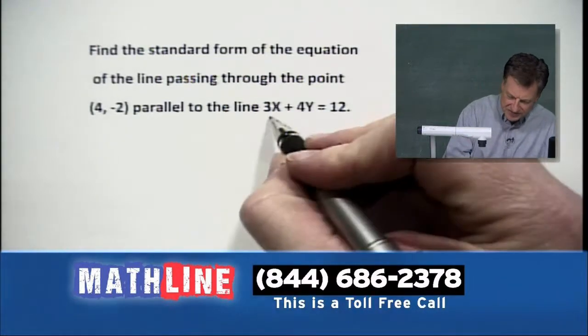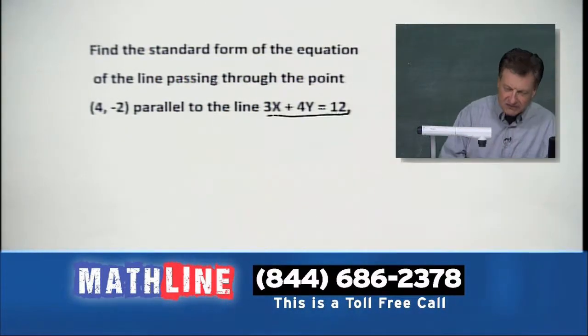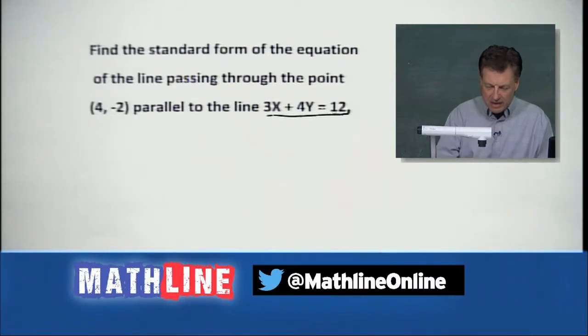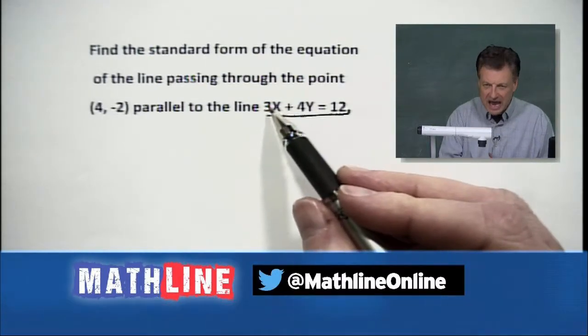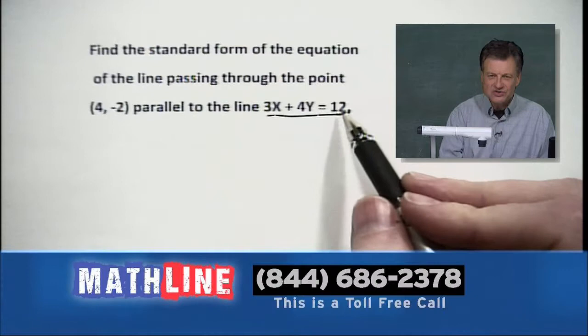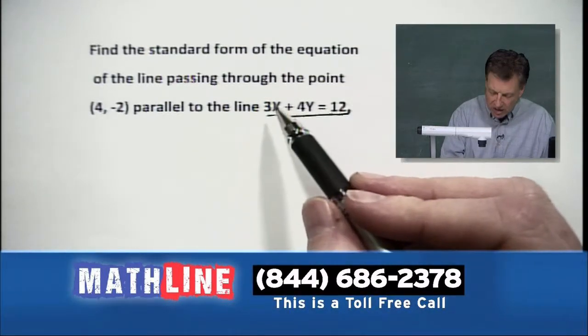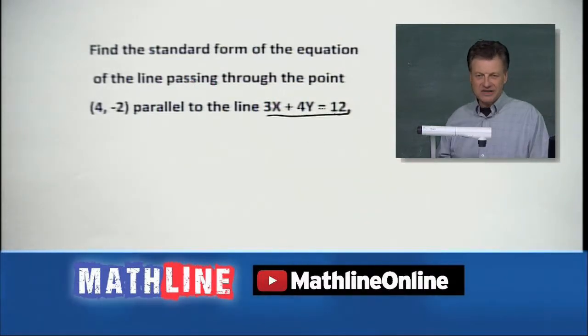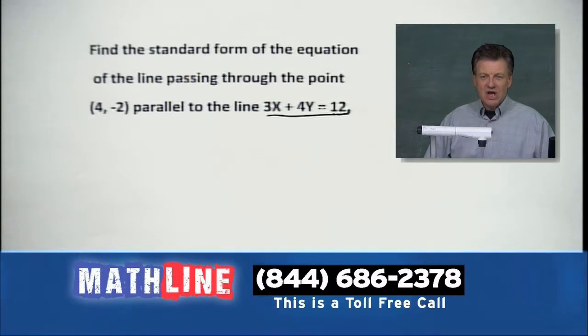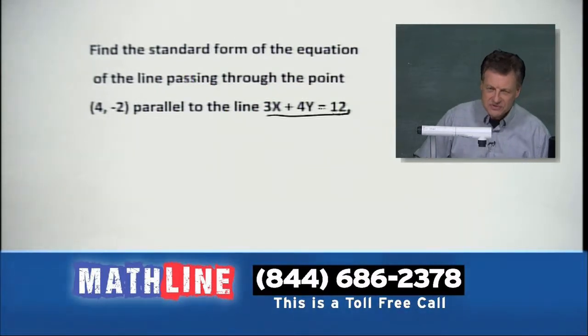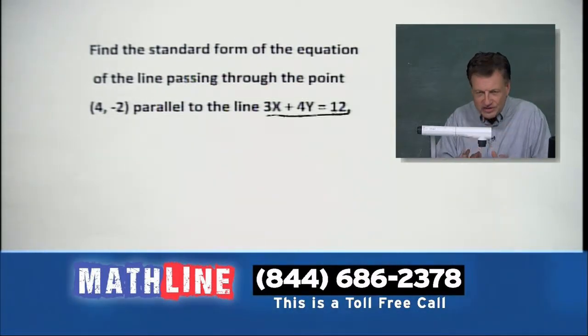First of all, this is the standard form of an equation. Basically, we want the final answer to have no fractions for coefficients. We'd also like the x part to be positive, leading the way, and x and y together on the same side. Now you say, well, Ernie, what about y equals mx plus b? Well, that's slope-intercept form. We're going to use it to help us.